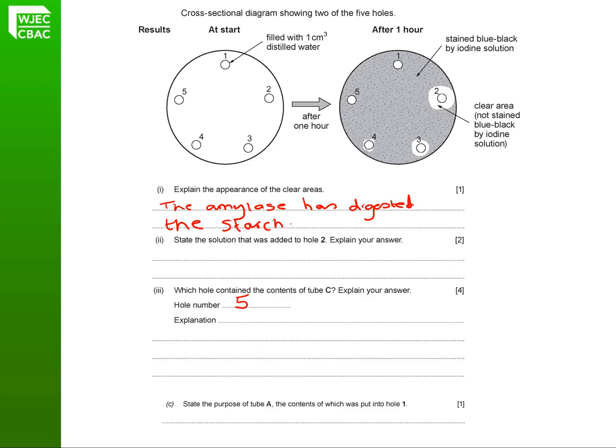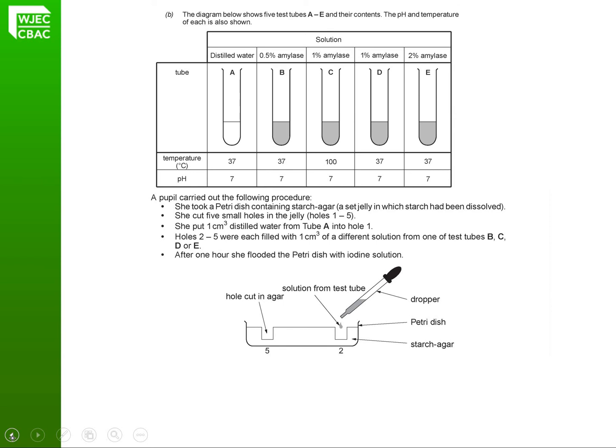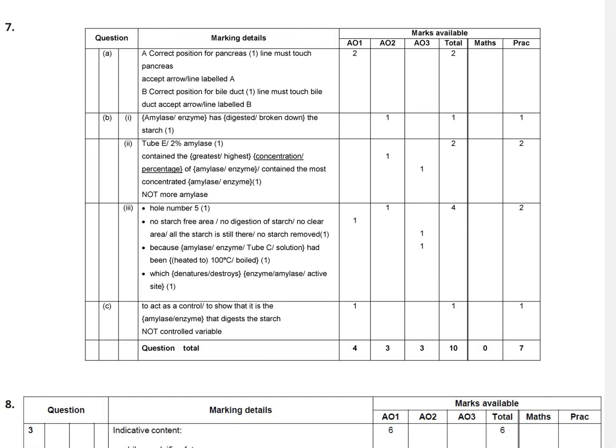The final question here then says to state the purpose of tube A, the contents of which was put into hole 1. So again, if we go back, tube A had distilled water. So tube A acts as a control. So it shows us then that it is the enzyme that's digesting the starch, because nothing has happened when there is just water. So it acts as a control to show that it is the enzyme that digests the starch.